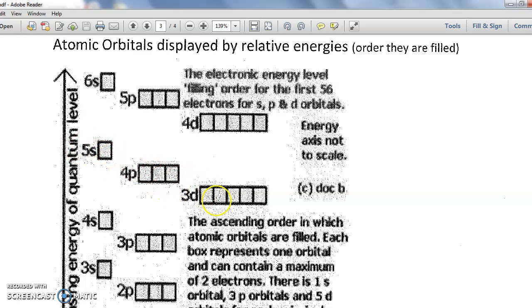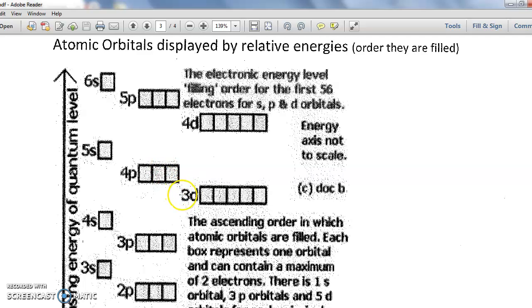All 3 of these sub-level, energy level, sub-level combinations add up to 5. When you're in the D, your second number was 2. 3 plus 2 is 5. When you're in the P, your second number was 1. 4 plus 1 is 5. When you were in the S, your second number is 0. 5 plus 0 is 5. So they all have an energy of 5.